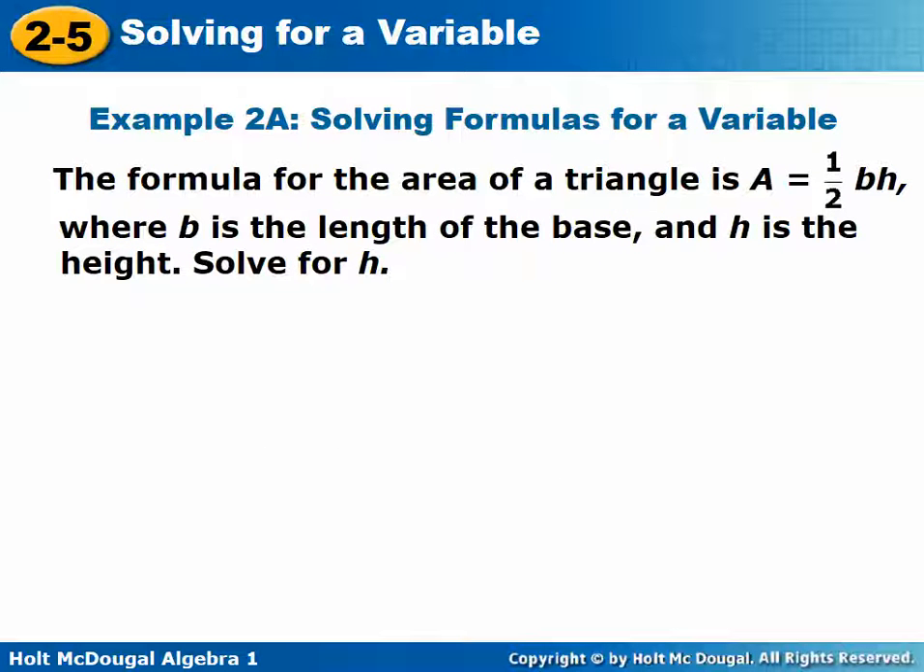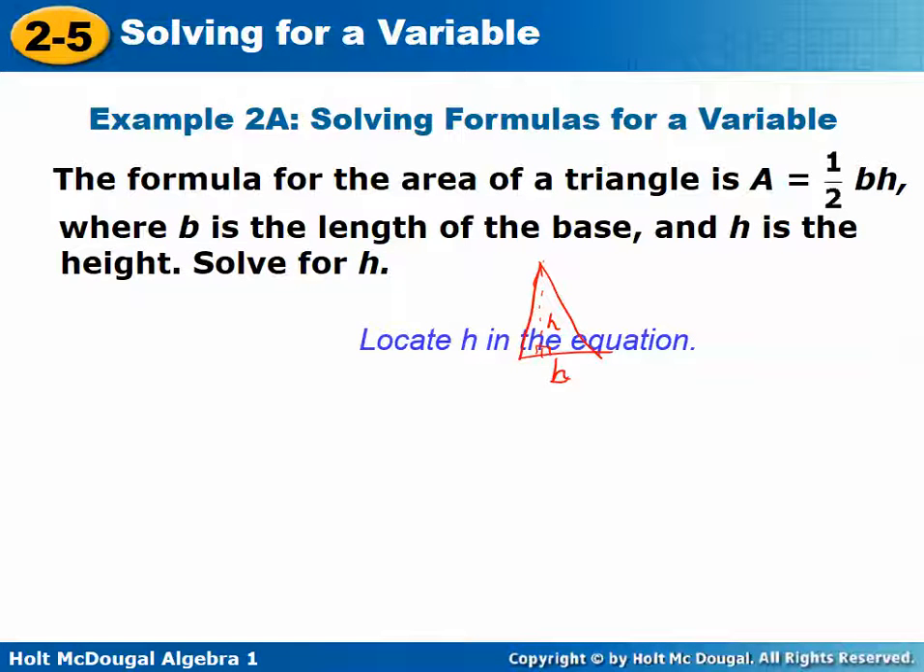Sometimes your formulas are straight from geometry, like this one here. We have area equals 1/2 base times height. That's the area of a triangle. And b is the length of the base of the triangle, and h is the height. Solve for h. You don't necessarily need to know the picture, but the height of a triangle is at right angles to the base. So there's the height. Here's the base. So the area is equal to 1/2 base times height.